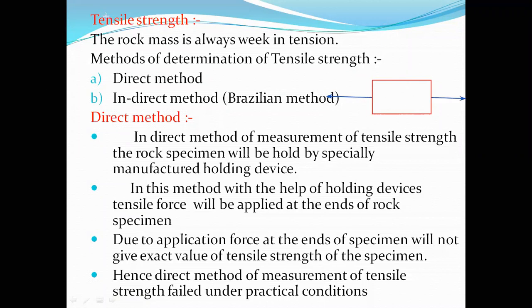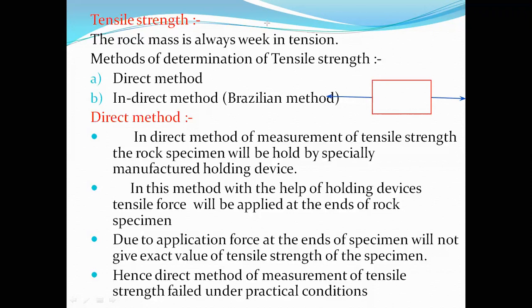Okay. See, the rock is always weak in tension. It is always weak in tension because if you look at the three different strength analyses of the rock specimen: compressive, tensile, and shear. Out of which, depending on the nature of the rock mass, the compressive strength will be maximum because the rock has to be crushed. Next in the hierarchy is shear strength. And the least one is tensile. So that's the reason the rock is always weak in tension.